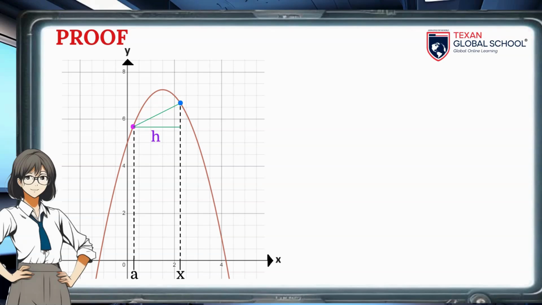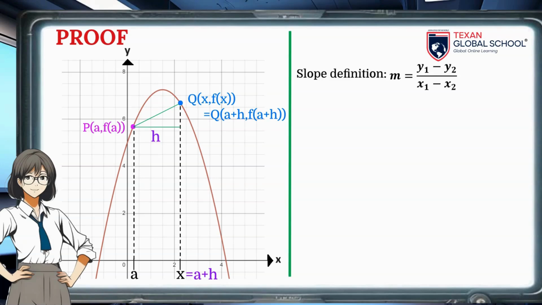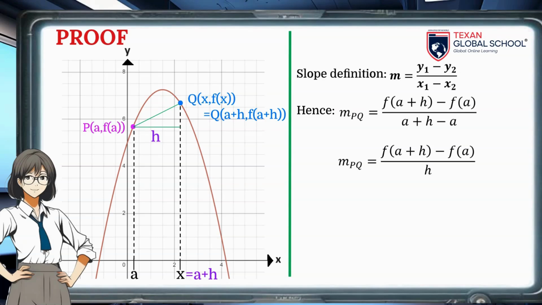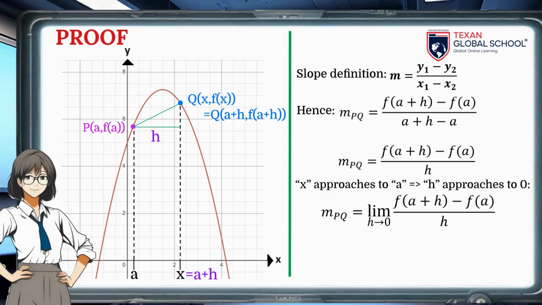as a plus h. So those same secant coordinates can be expressed as P of coordinates a comma f of a and Q of coordinates a plus h comma f of a plus h. Substituting the same coordinates results in a slope of f of a plus h minus f of a over h. And as x tends to a, h gets smaller as it approaches the origin, that is, h tends to 0.